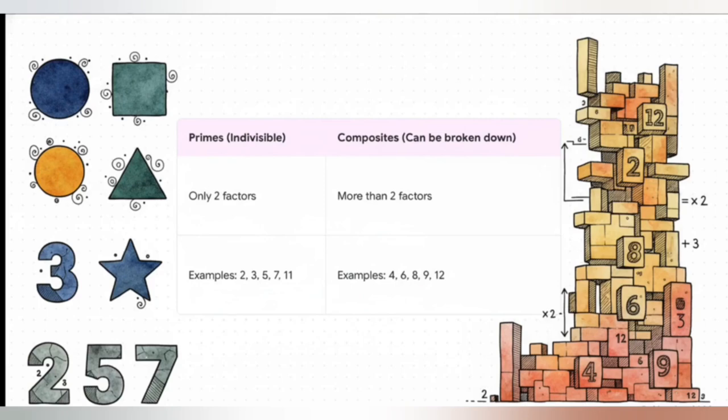Now, this is where it gets really interesting. On one side, you've got our primes, those indivisible atoms like 2, 3, 5, and so on. But on the other side, you have composite numbers, and these are like the cool, complex structures you build from those basic blocks. Take the number 12, for example. You can make it by multiplying 2 times 6 or 3 times 4. See, it has more than just two factors, which means it can be broken down.